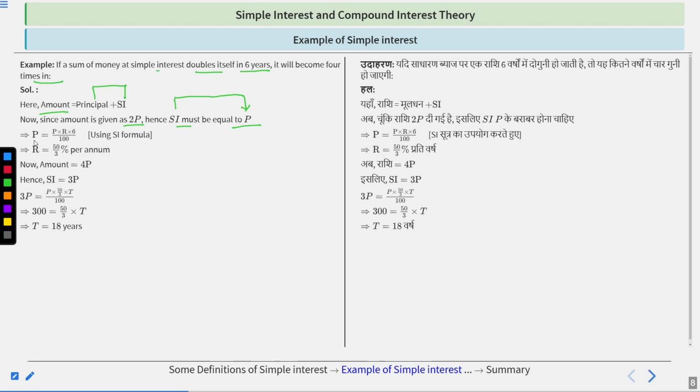So for SI we have P, again P into R into T. T is 6 here. It is given in the question. So we just put the values. We get the rate of interest. So R will become 50 upon 3% per annum.